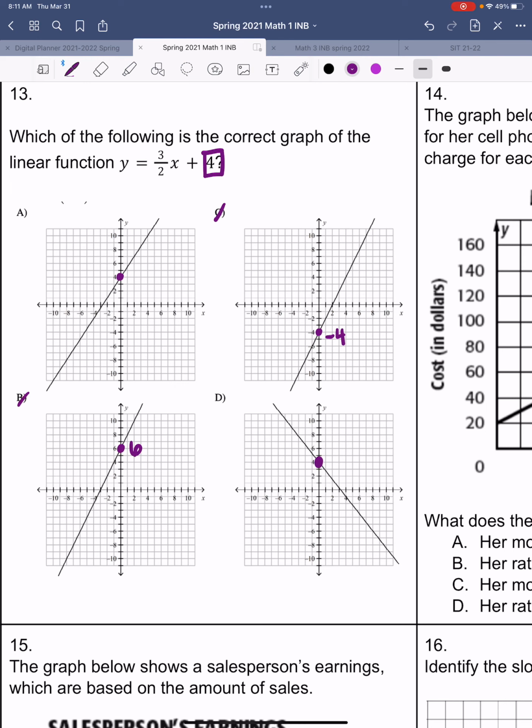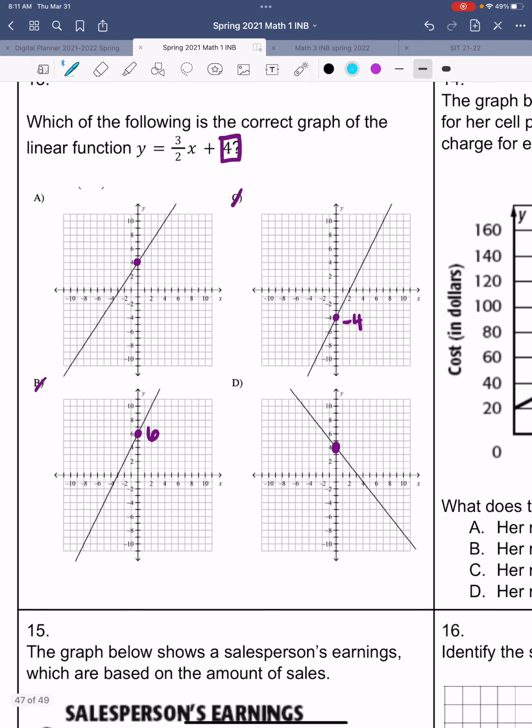So the next thing I'm going to look at is my slope. My slope is positive. So since it's positive, it should be going up in a positive direction. So this one is going up in a positive direction. This one's going down in that direction. So my correct answer here is going to be A.